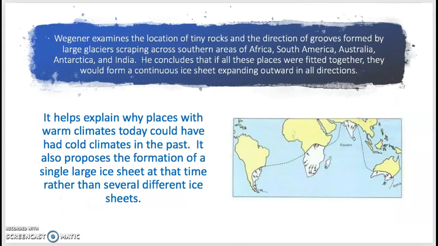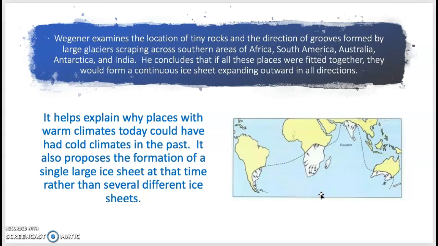He also looked at ice scrapings. On this picture, you can see the arrows pointing to the direction that he saw scrapes in the rocks. And he knew those scrapes were made by ice. And ice, if you've ever fallen on the ice, it's really hard and abrasive, and it's able to put big grooves in the rocks. So if you matched up the direction of those scrapings, it helped to explain why places with warm climates today could have had cold climates in the past.